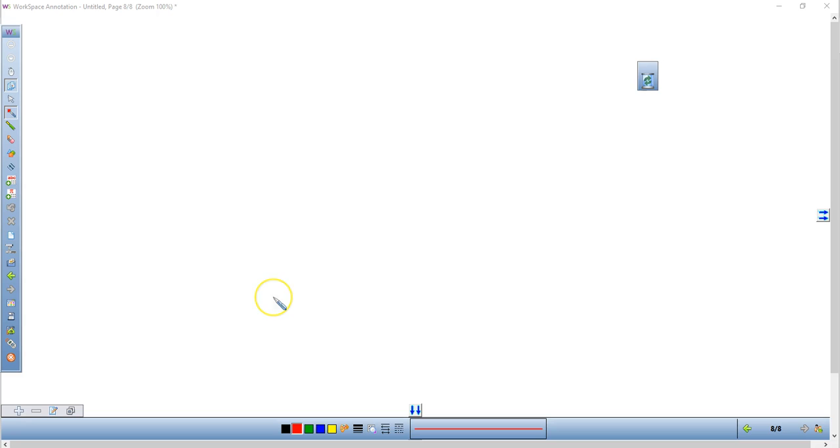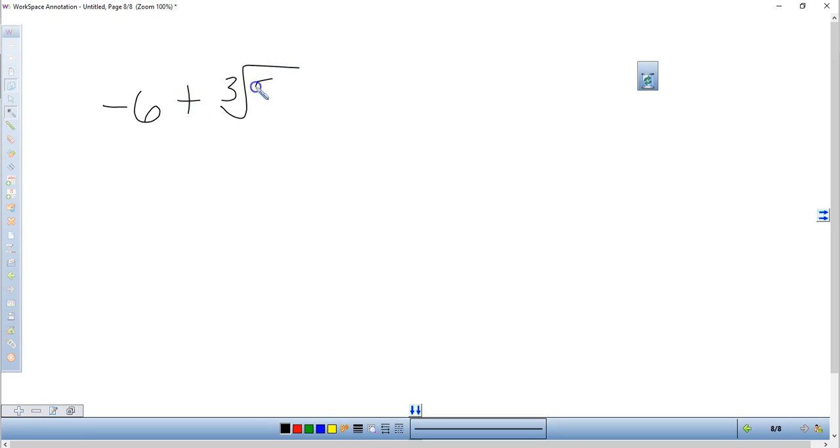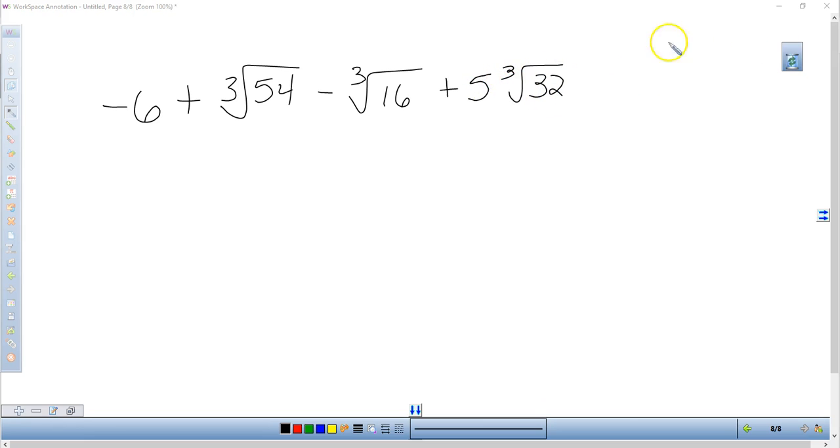All right, let's do another one of these. Let's do one with cube roots. So negative 6 plus cube root 54 minus cube root 16 plus 5 cube root of 32, get that out of the way, plus 3 cube root 81.